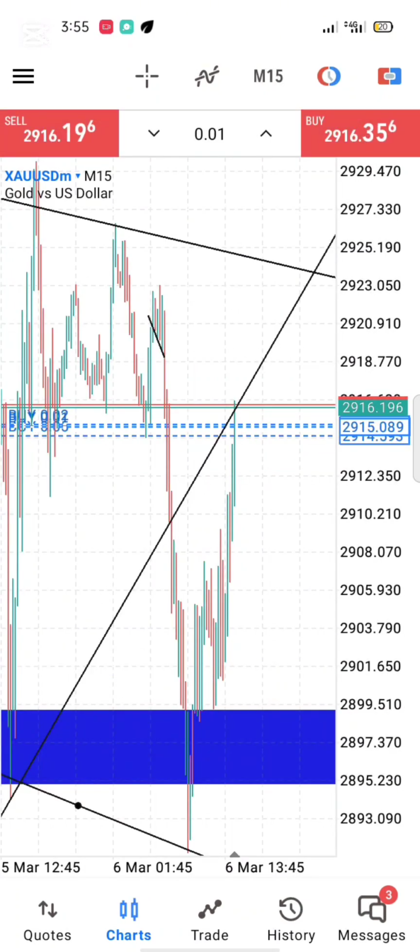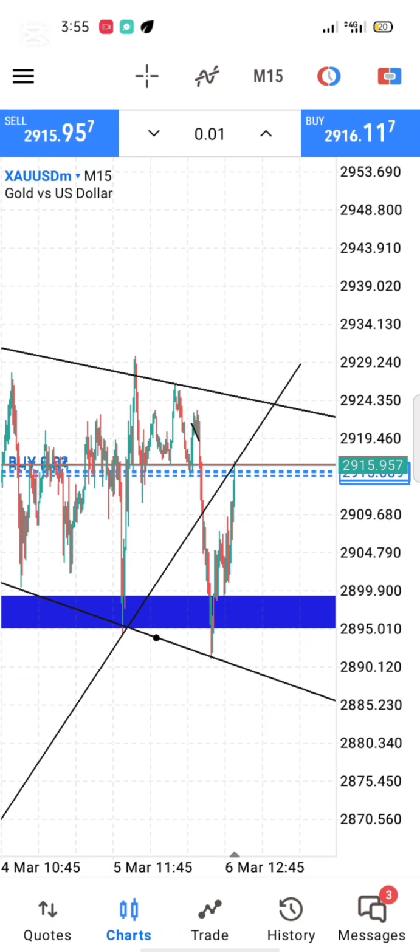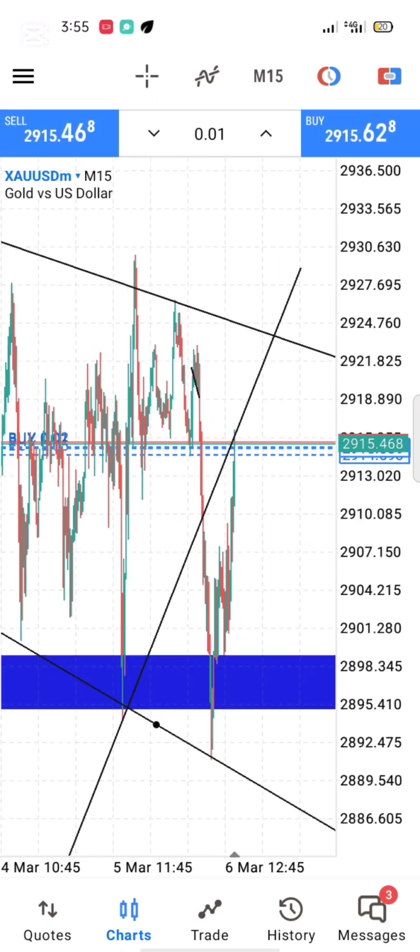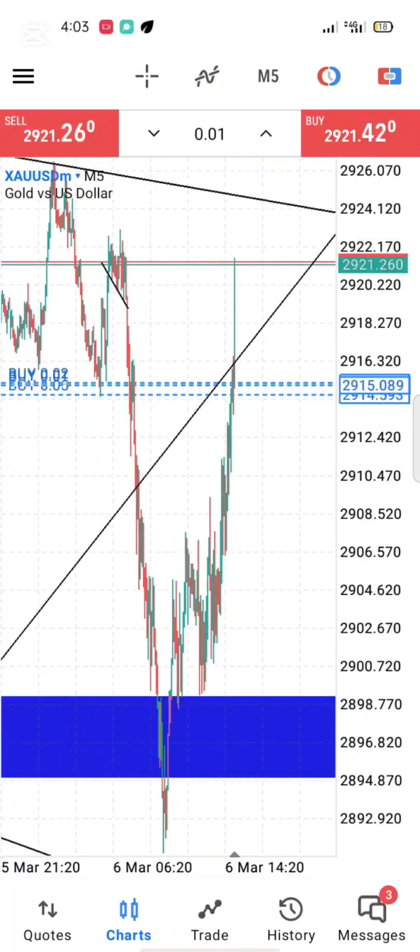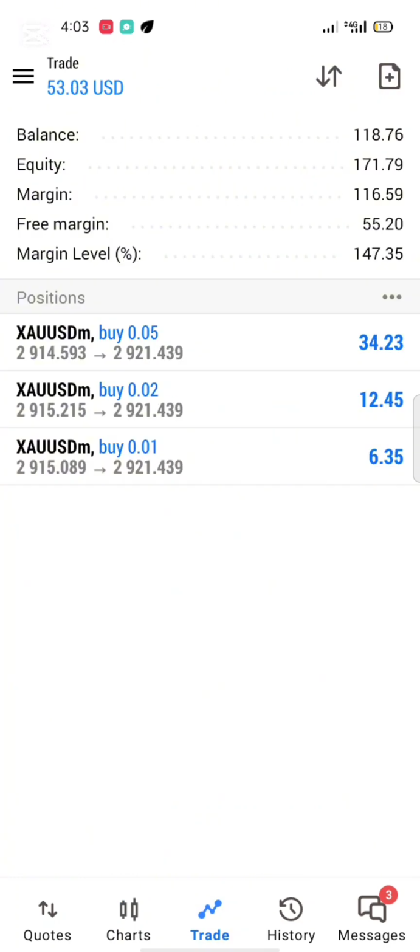So the market is currently buying from that very point, from our overall zone. The market will keep on buying massively. So guys, the trade is currently buying massively at that very point. I told you the trade will keep on buying massively from our key zone at that very point.